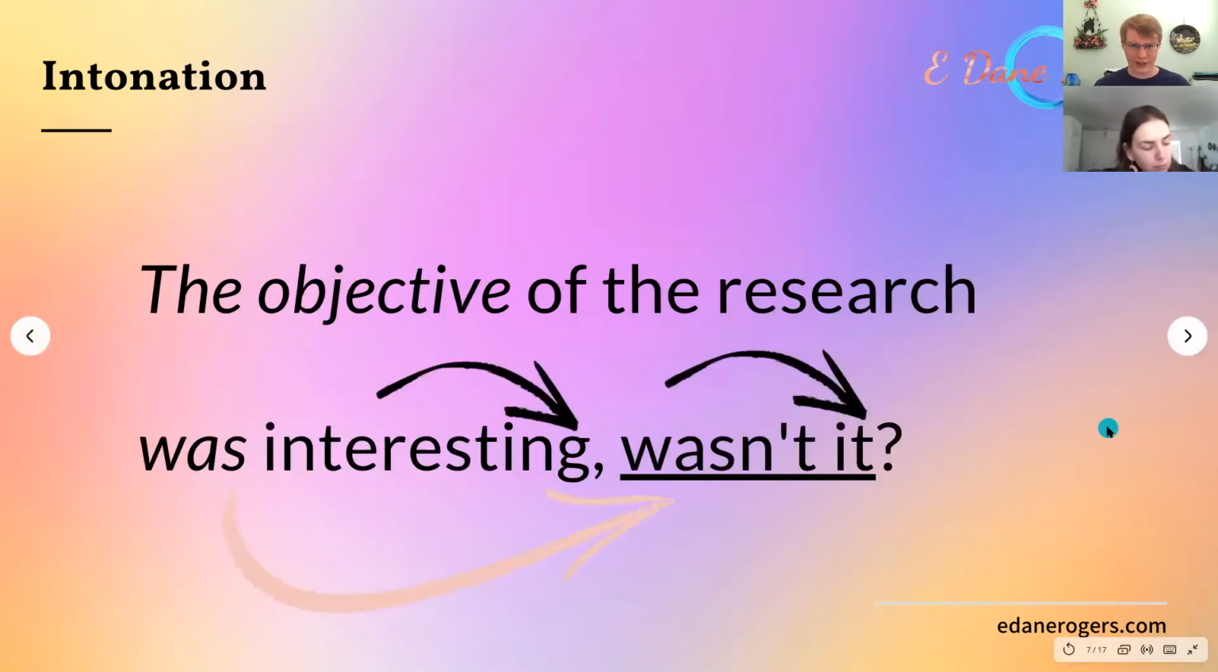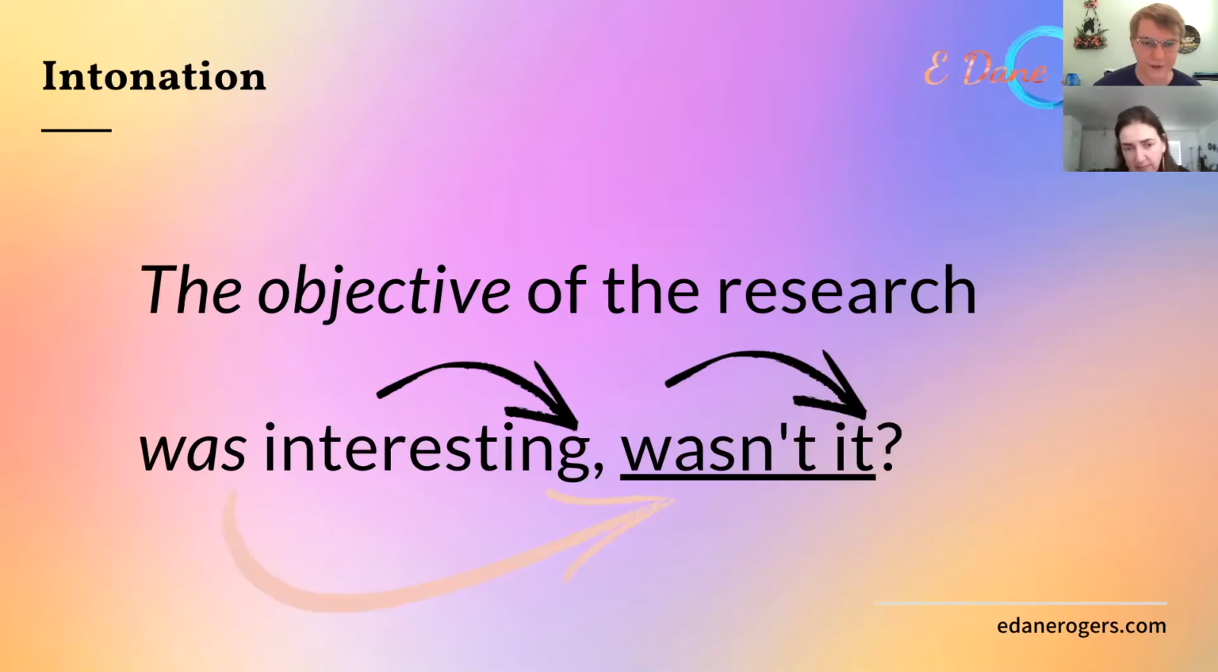So let's practice what that looks like here. In this sentence, the objective of the research was interesting, wasn't it? So my voice isn't going up because I expect this to be a true statement. So I'm expecting them to say, yes, it was. So could you practice saying this sentence? The objective of the research was interesting, wasn't it?